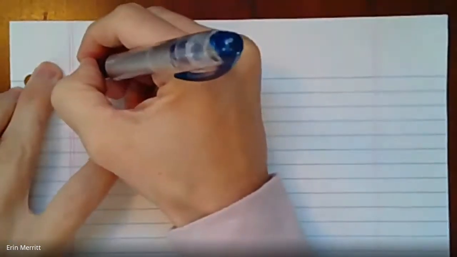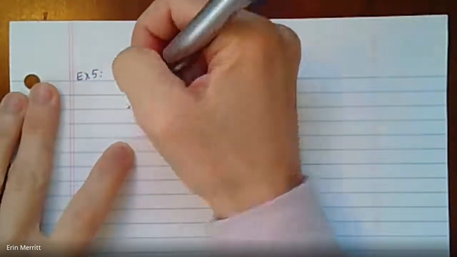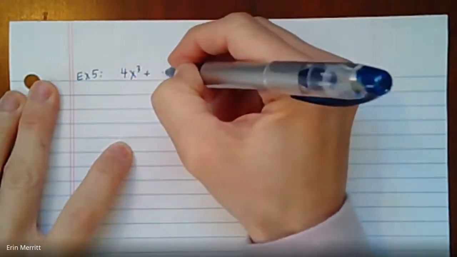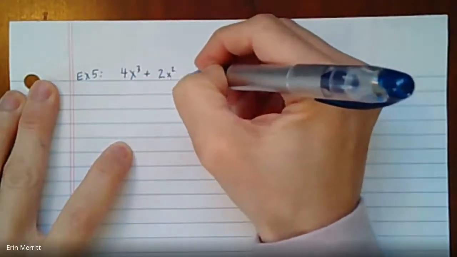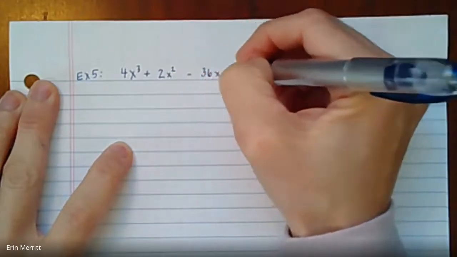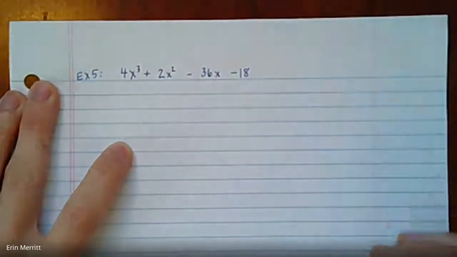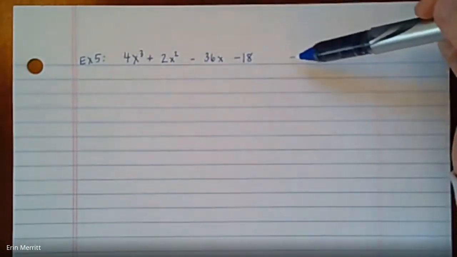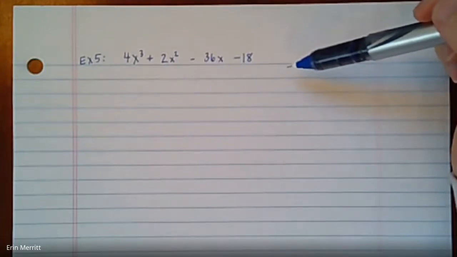I'm going to hop on over to the next page here, but this is the last one of your notes today. So if you have room, see if you can sneak it in here. All right, example number 5. We're going to give you 4x cubed plus 2x squared minus 36x minus 18. All right. 4 terms automatically means we're definitely looking at factoring by grouping.